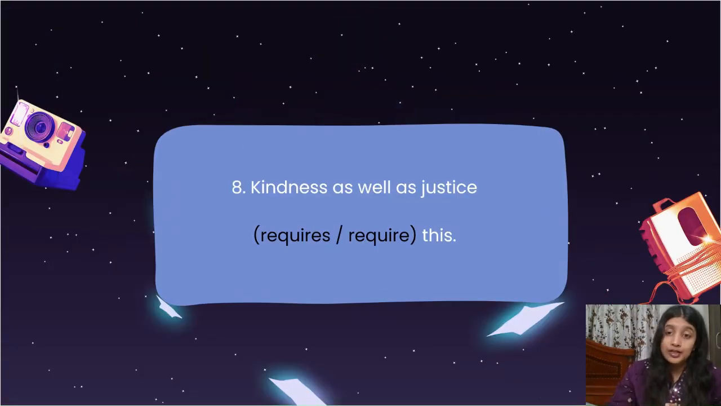Kindness as well as justice dash this. So the answer for this is requires, because kindness is singular. As well as is just additional information to kindness.